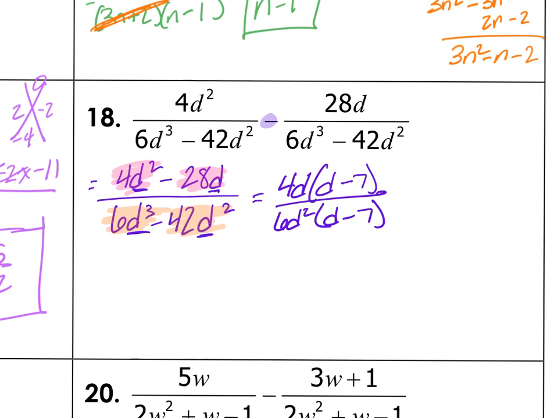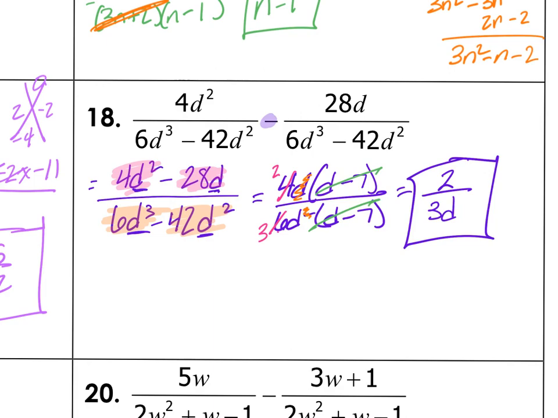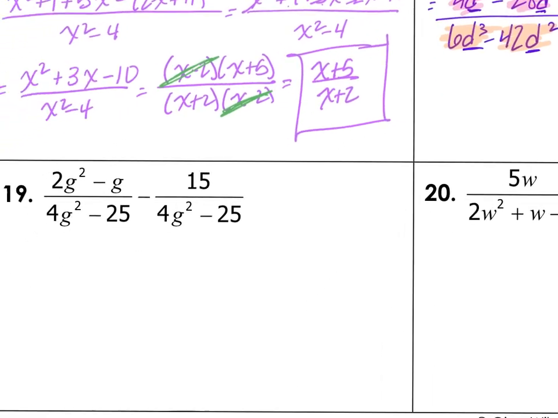So now I'm going to simplify. So what goes into 4 and 6? Well, 2. 2 goes into 4 2 times, and into 6 3 times. And then I have 1d on top and 2 on bottom. And then I've got a d minus 7 and a d minus 7. Those all make 1s. So what do I have left in my equation? Well, in my numerator, I have a 2 left. And in my denominator, I have a 3d left. And there's my answer, 2 divided by 3d. Good job, you guys. 2 more problems, and we're done. You guys are doing great.